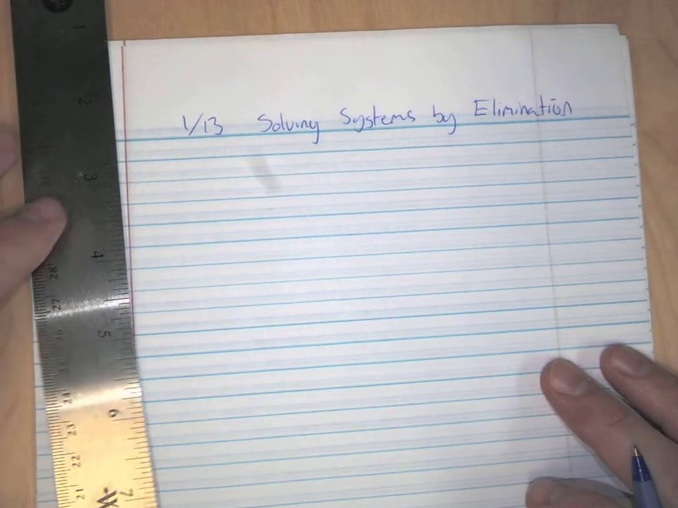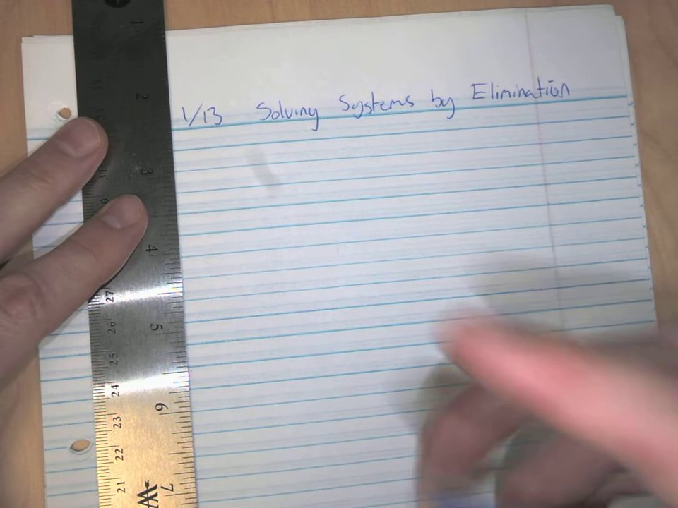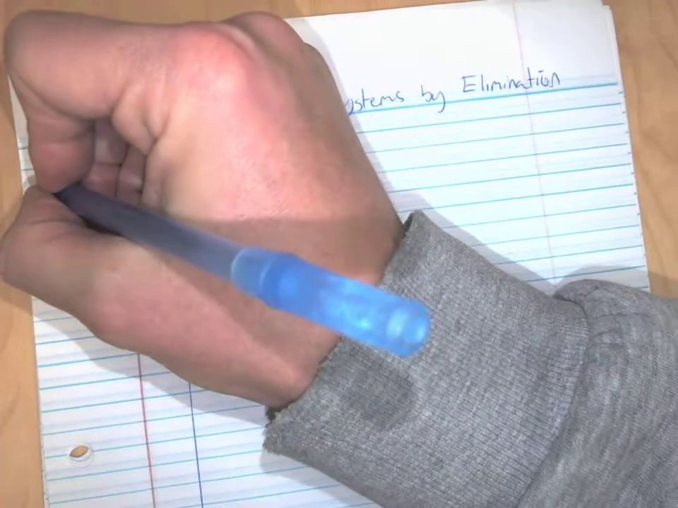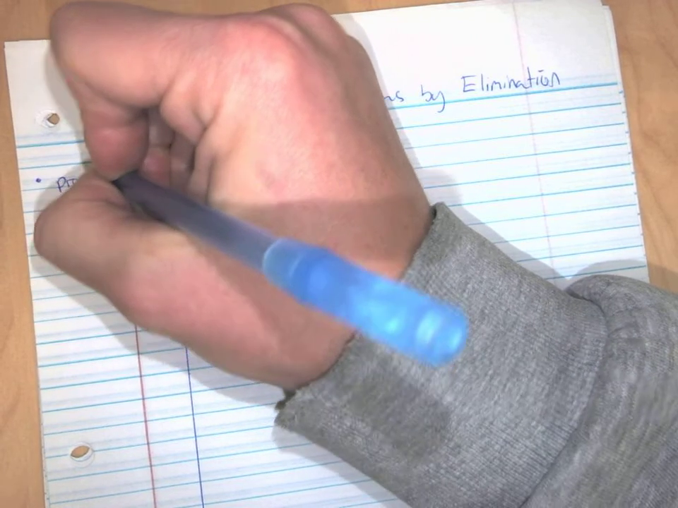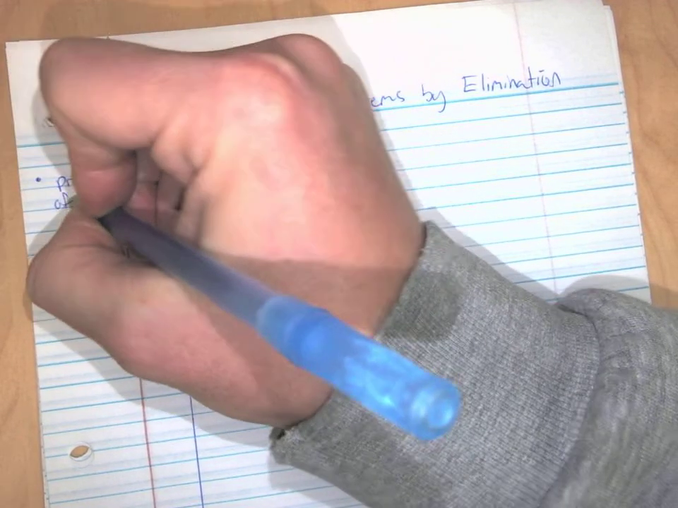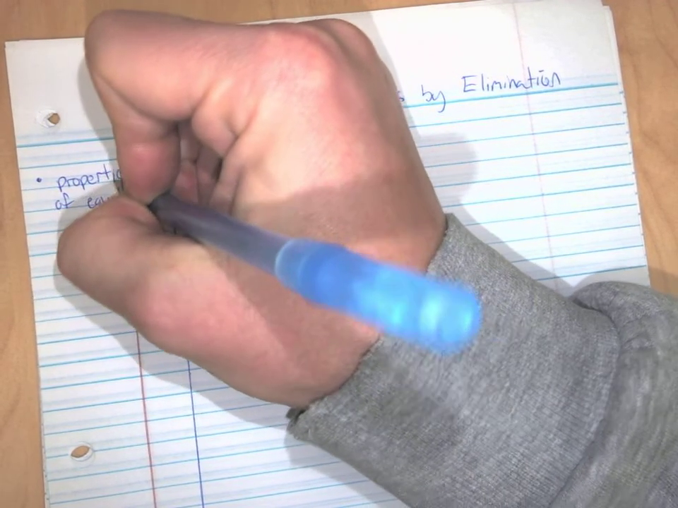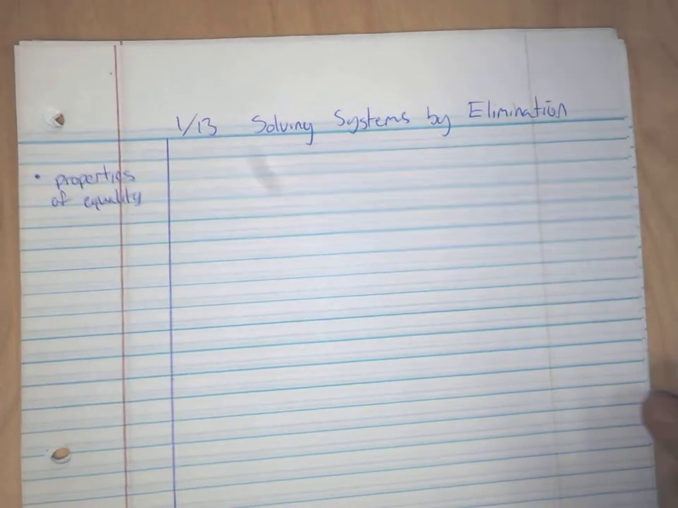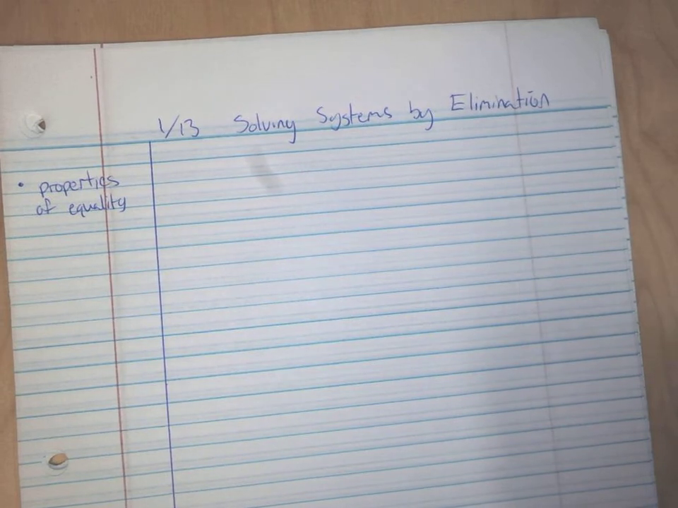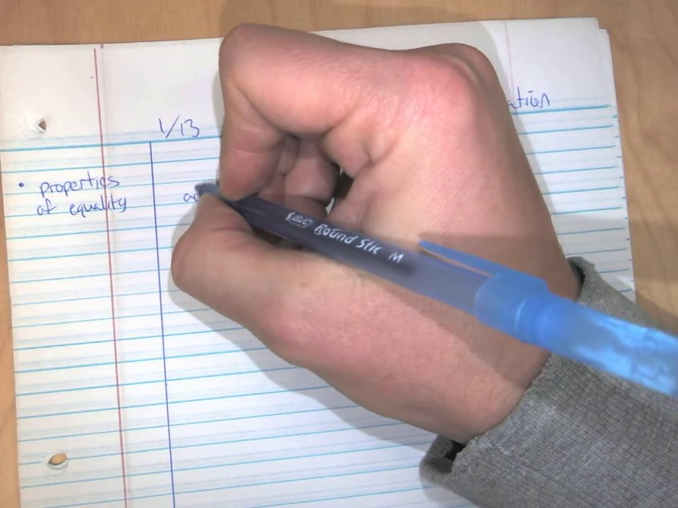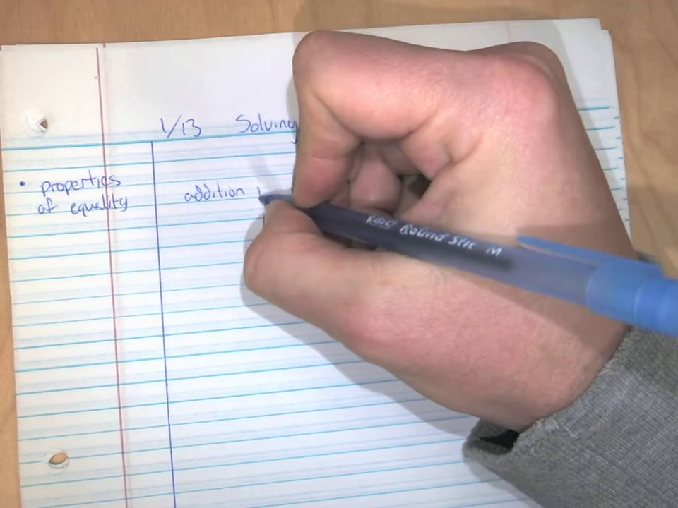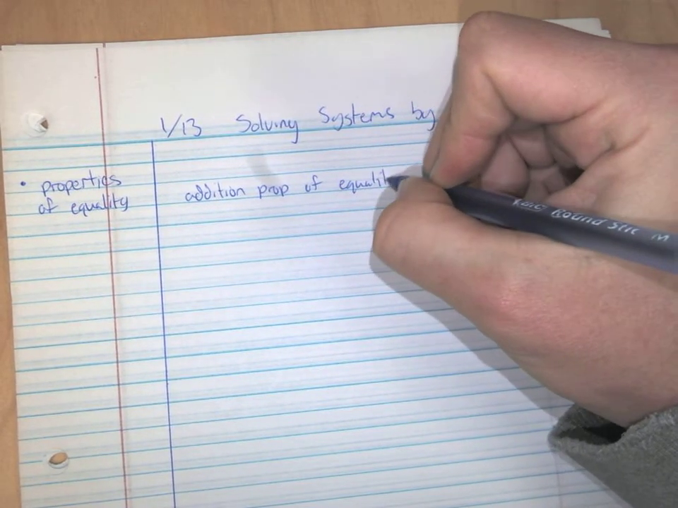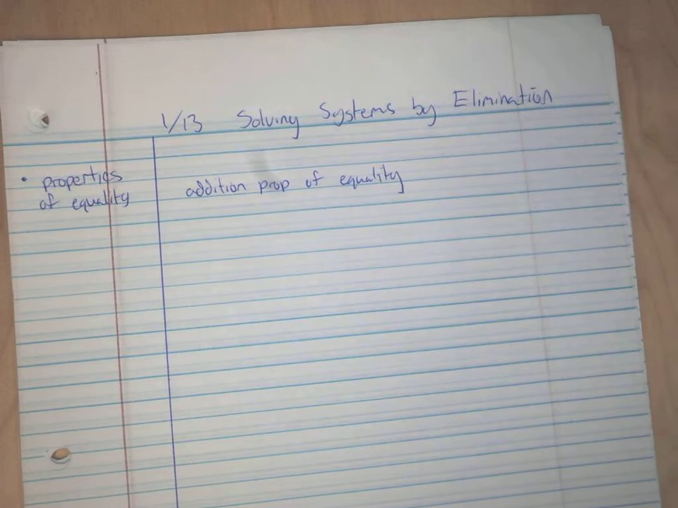So I'm going to go ahead and do my kind of Cornell style here. I'm going to draw a line down here. And our first key concept we're going to add are a couple properties of equality. Okay. Now we've talked about these before, but we're going to need them today, so we need to go back through and review them. Let's start with addition. Okay, so we're going to do the addition property of equality.